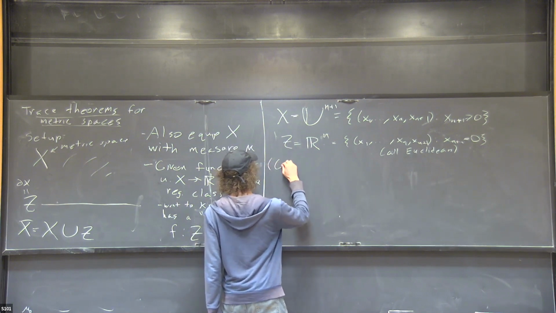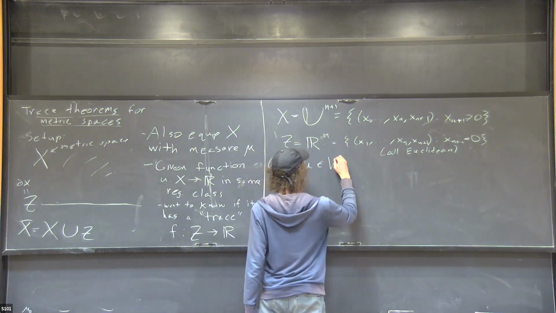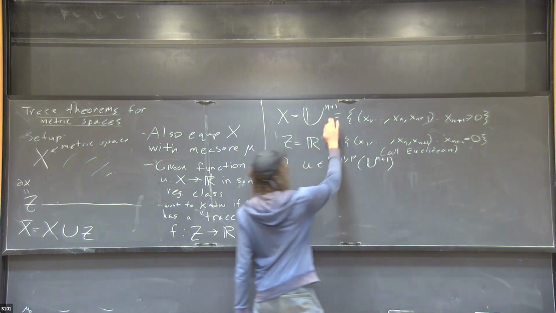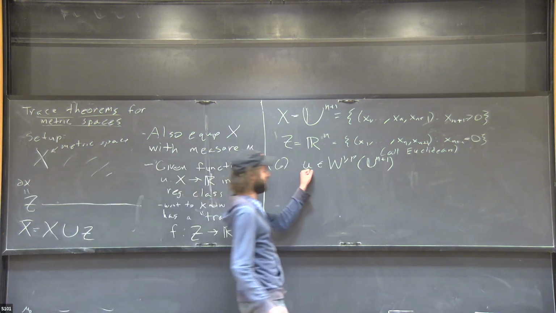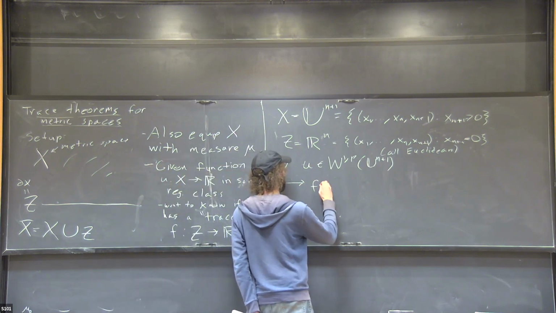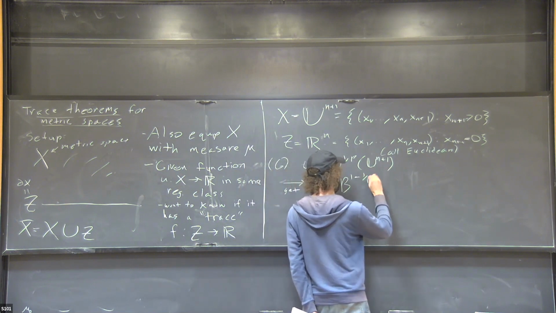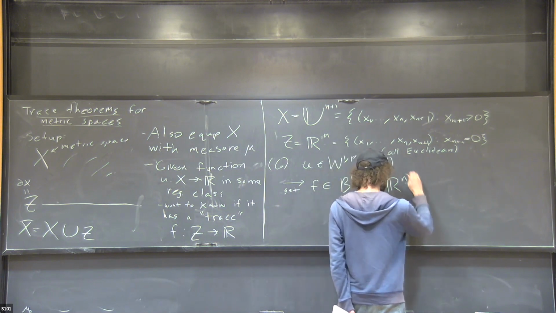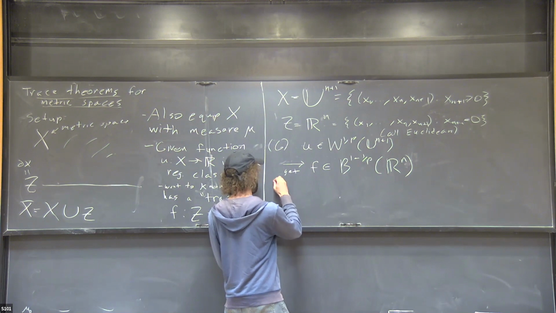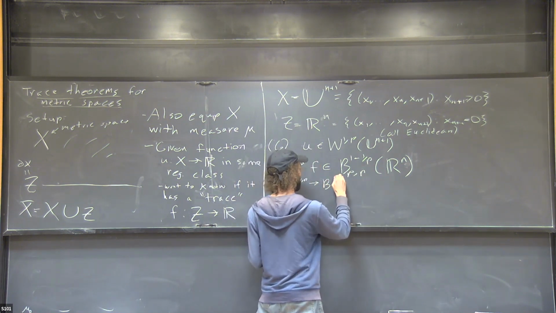In this context, there's a theorem due to Gagliardo that says that if you have a function u in the Sobolev space W^{1,p}, so it's a function that's p-integrable and has a derivative that's also p-integrable, then you get its trace f in another space. This is a Besov type space. Think of it as a bounded operator going from here to there, and I'm going to omit the details.